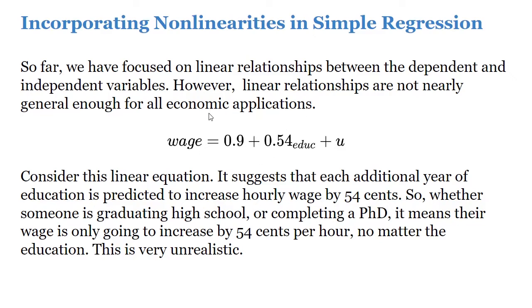We've got a model that explains how much education affects a person's wage. So we've got wage equals 0.9 plus 0.54 education plus U. That means that an extra year of education would increase your hourly wage by 54 cents. And it's not very realistic, because whether you're graduating high school or getting a PhD, no matter what your education level is, you're always going to just get a 54-cent raise. And that's not very realistic.